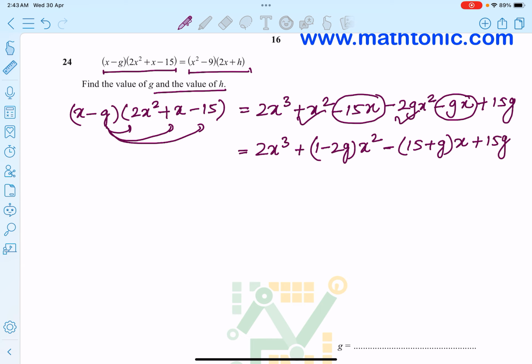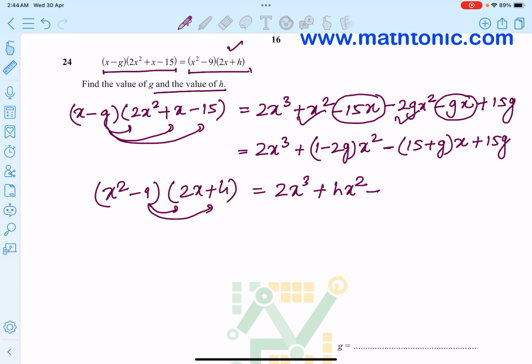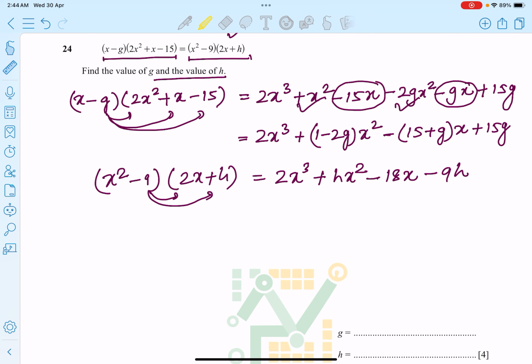Yes. Now, if I talk about the right hand side, x squared minus 9, right? That equals 2x plus h. Expand it. So if I write down 2x cube, it is given 2x cube, right? Now plus hx squared minus, multiply like this, minus 18x minus 9h. If you see this, these two are exactly the same.